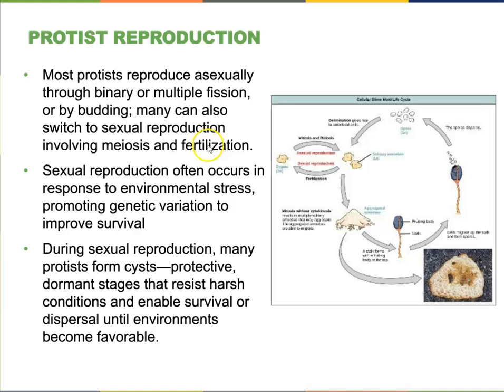Many can also switch to sexual reproduction that involves meiosis and fertilization. Sexual reproduction of protists often occurs in response to environmental stress. By doing that, protists can promote genetic variation to improve survival. During sexual reproduction, many protists form cysts, a protective stage that resists harsh conditions. These cyst stages can help with survival until the environment becomes favorable.